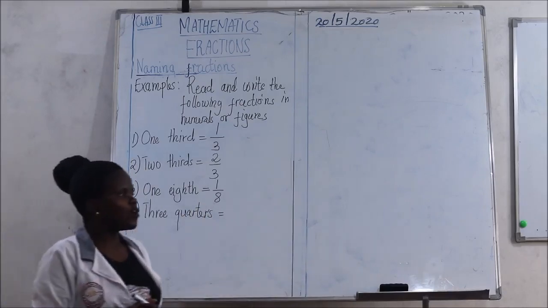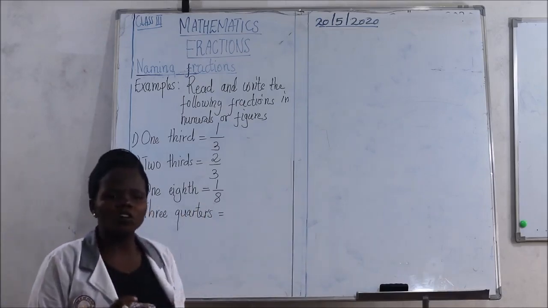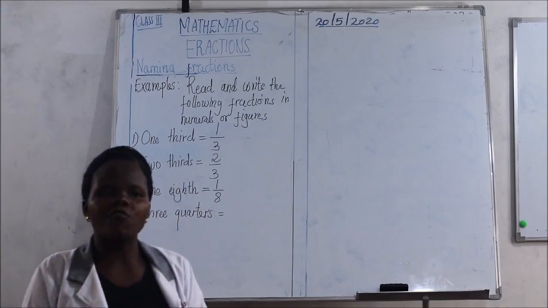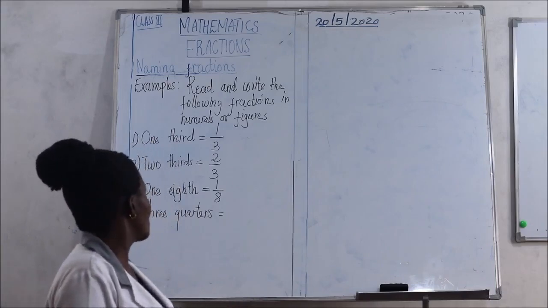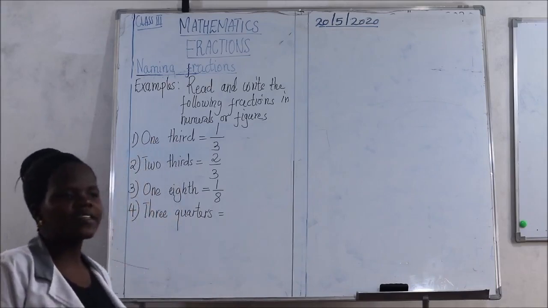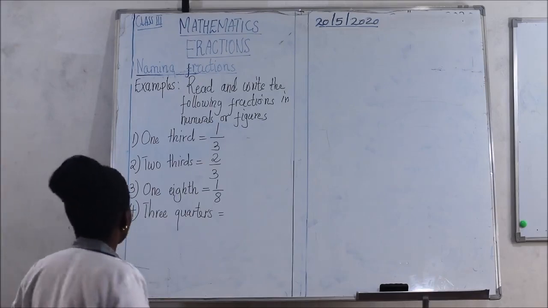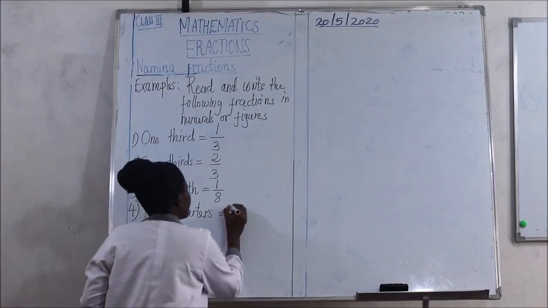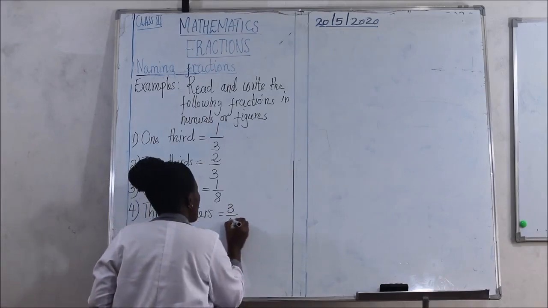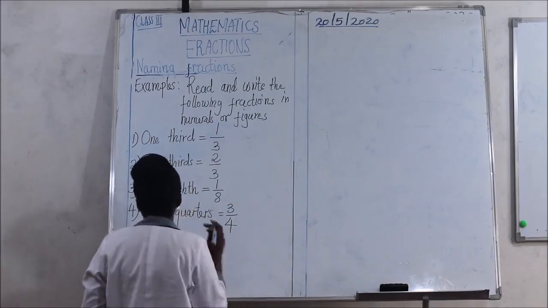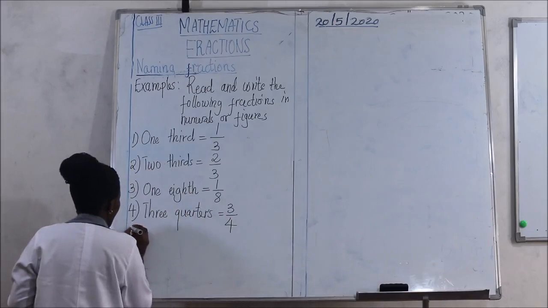We know that when we are talking of one quarter, it will be 1/4. Now, for the case of three quarters, the numerator will be 3, the denominator will be 4. So here we shall have 3/4. Example number 5.